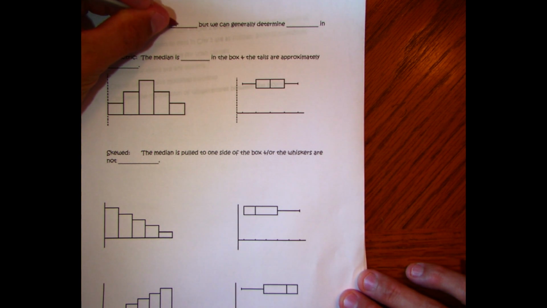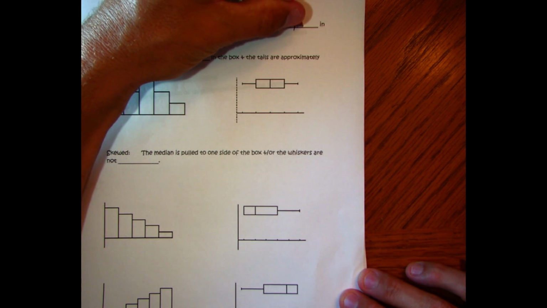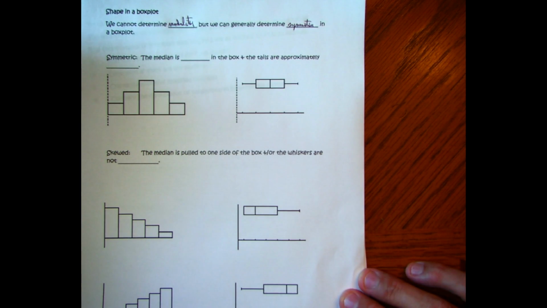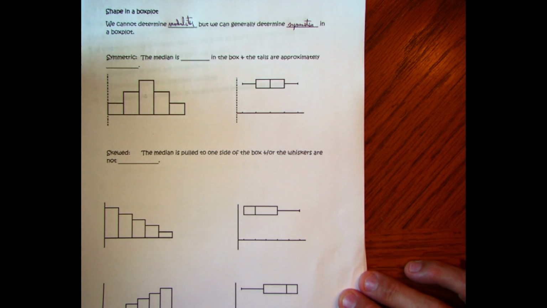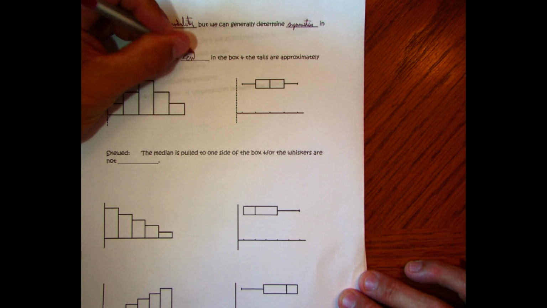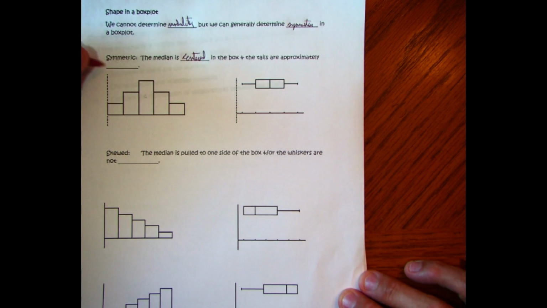Okay, so shape in a box plot. When we're looking at shape in a box plot, we cannot determine modality. We can't determine if it's unimodal, bimodal, etc., but we can determine symmetry. So if we have a symmetric distribution like we have here, here would be the corresponding box plot. The median is centered in the box, and the tails are approximately equal.